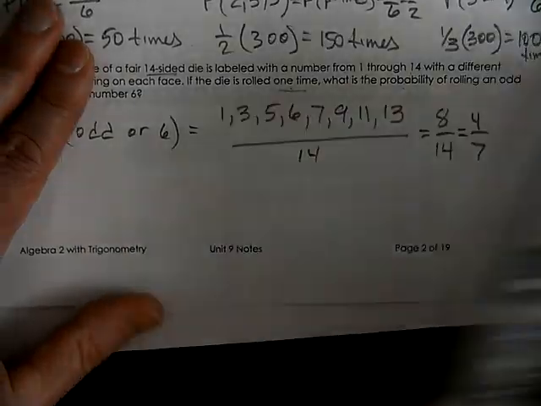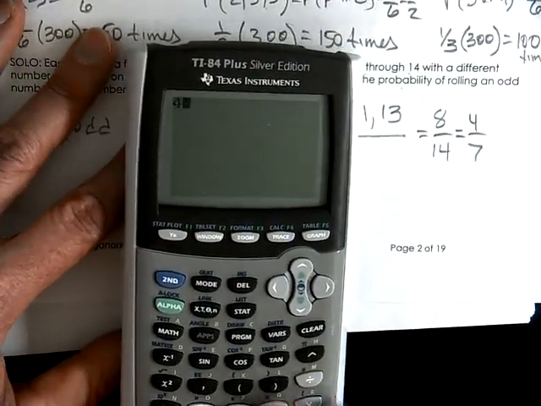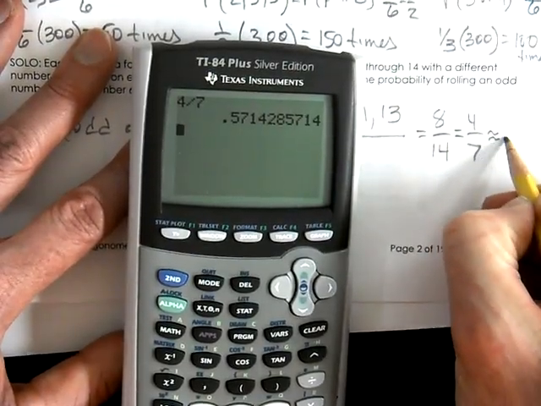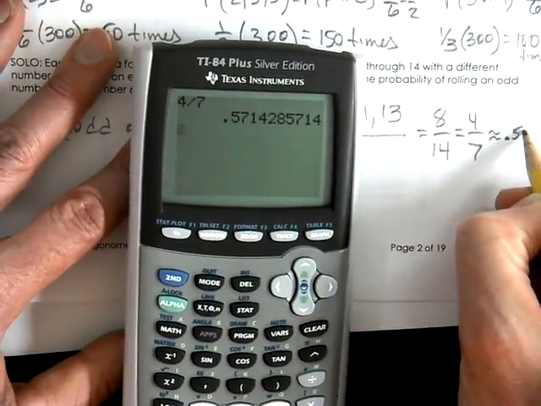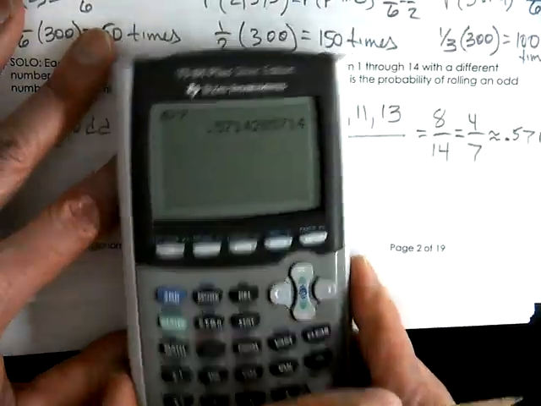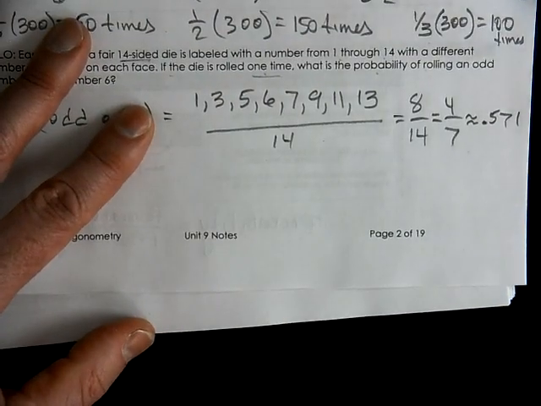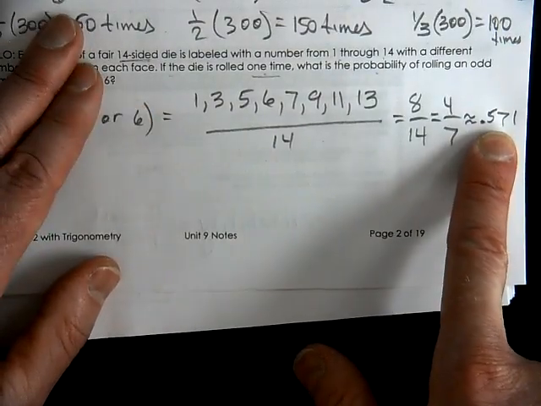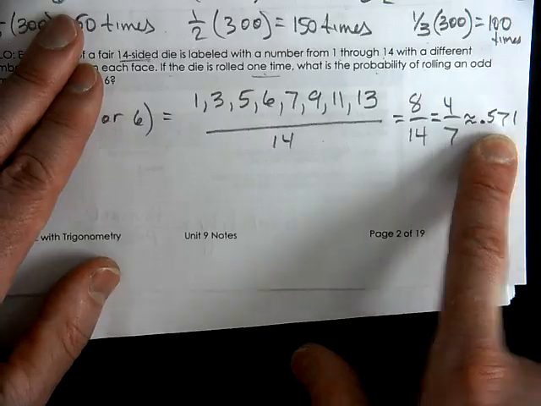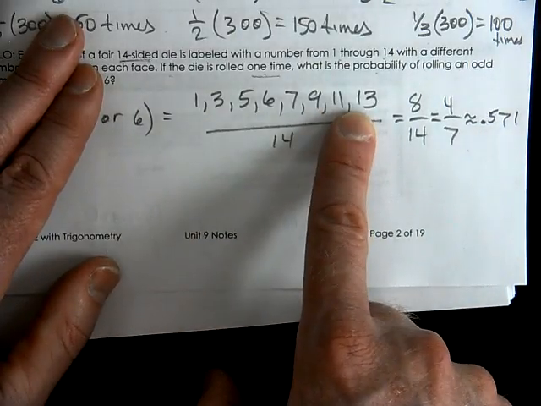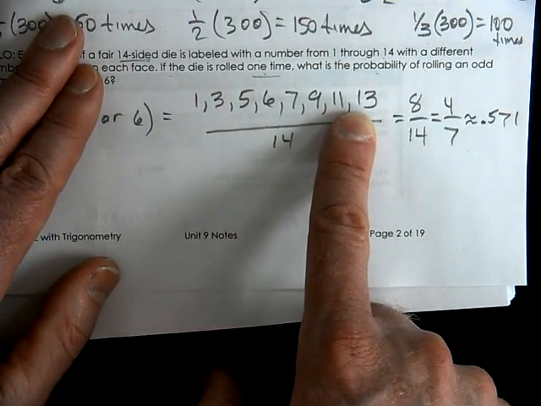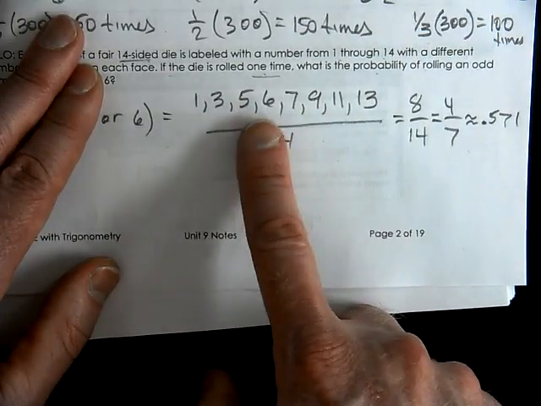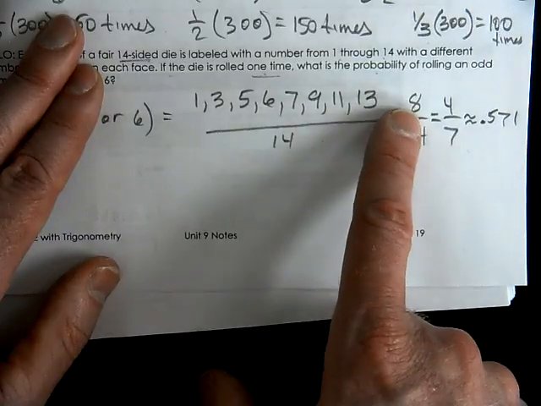And if you like the decimal version, that would be approximately 0.571, which would make sense because over 50% of the numbers are being listed as being favorable. All the odds would be exactly 50% of the numbers, and then you have the extra 6, so that's going to be the 8th number.